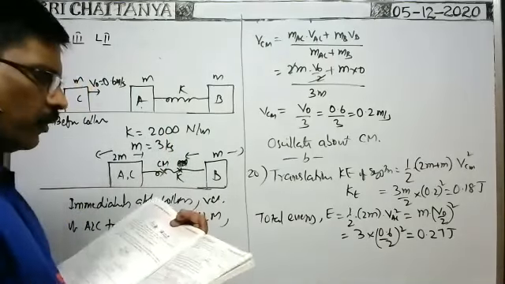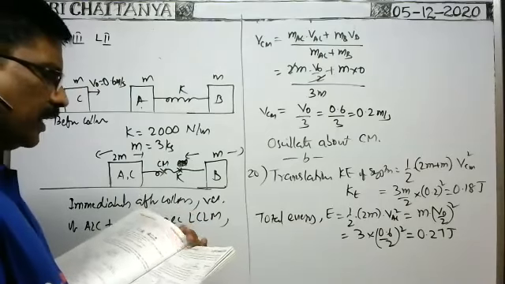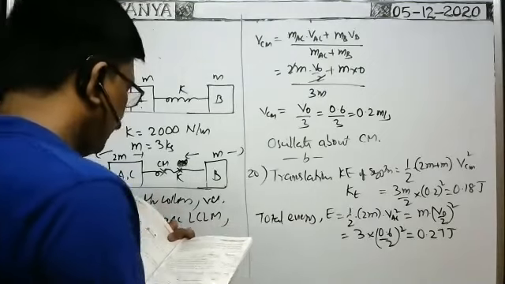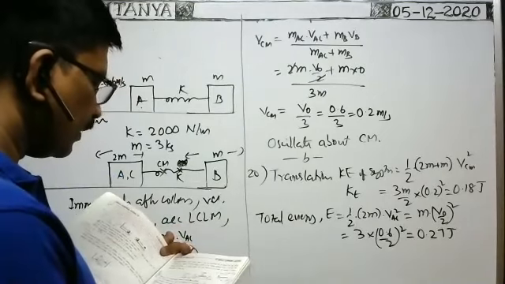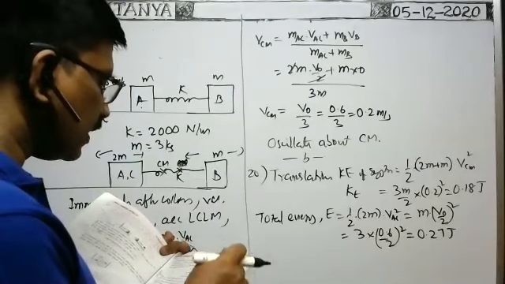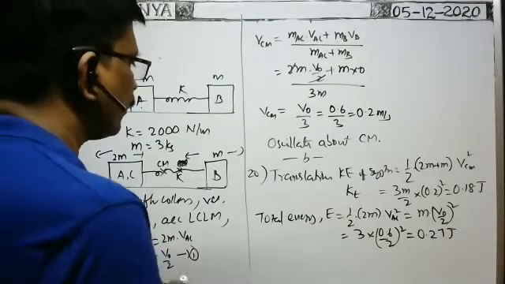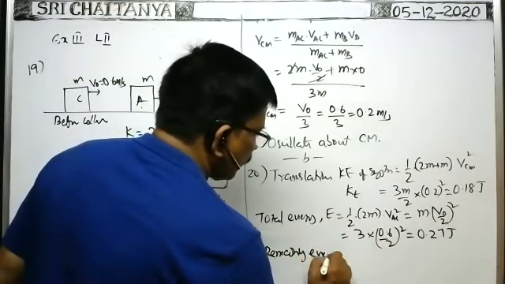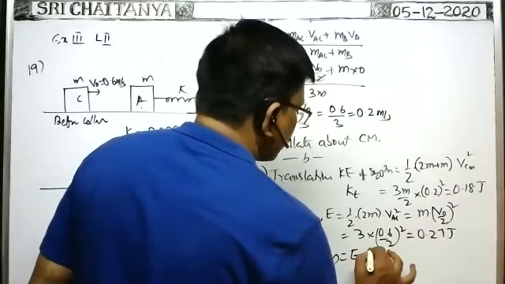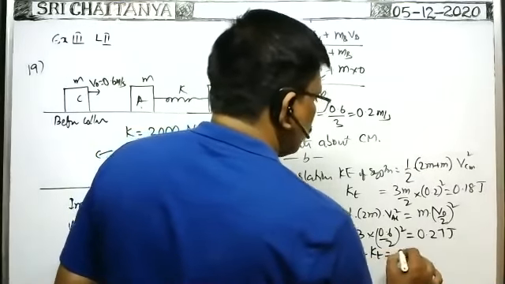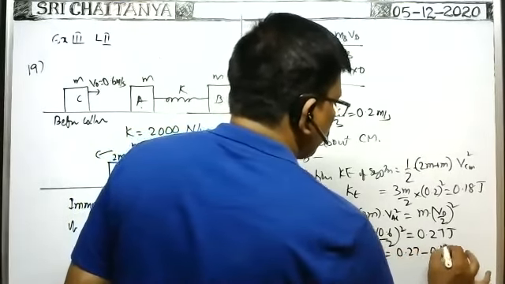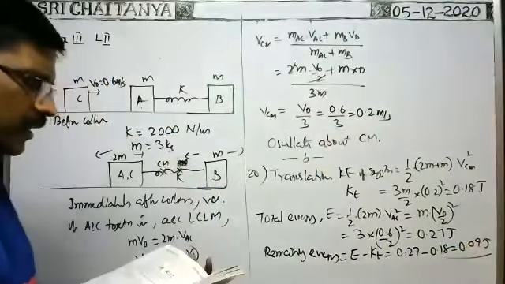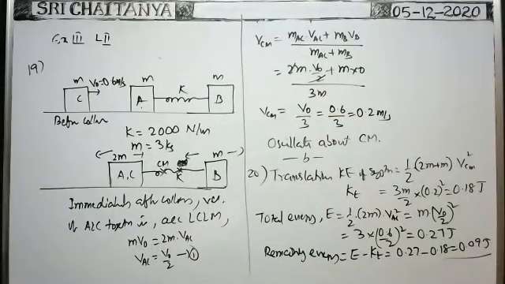Therefore, the remaining energy is the part of energy which is oscillating between potential and kinetic energy. The remaining energy is equal to total energy minus translational kinetic energy. That is equal to 0.27 minus 0.18, which is 0.09 joules. This is the energy with which it is oscillating between potential energy and kinetic energy.